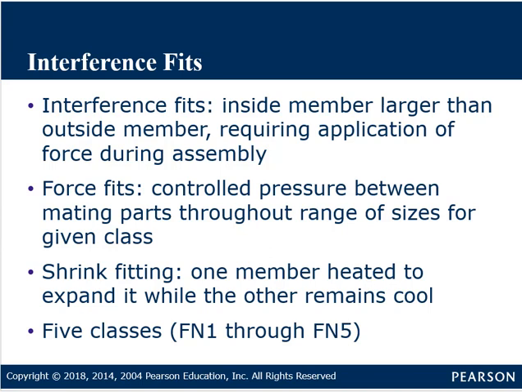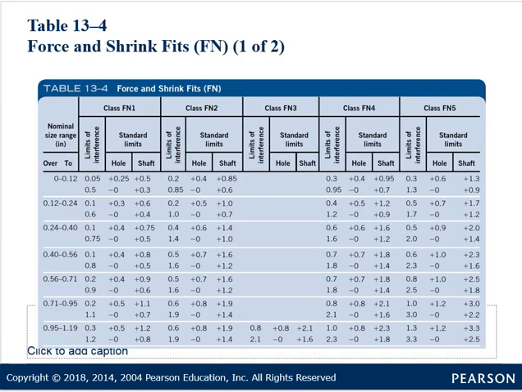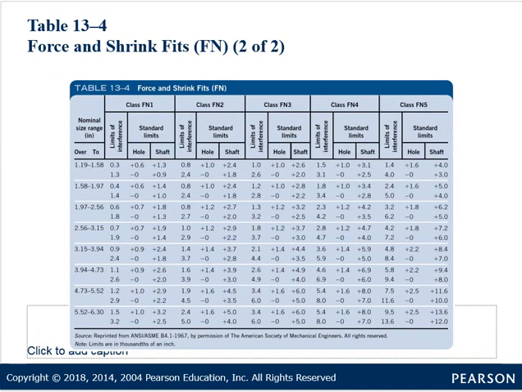To differentiate between that and a shrink fit, in a shrink fit you actually heat up the part that has the hole, and maybe even freeze the part that has the shaft, so you can use the coefficient of thermal expansion to put the parts together. Then when they return to room temperature, they're stuck together. There are 5 classes, FN1 through FN5, and again, the tables are set up very similarly to the clearance fits.